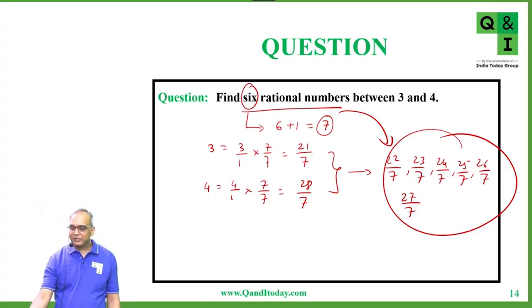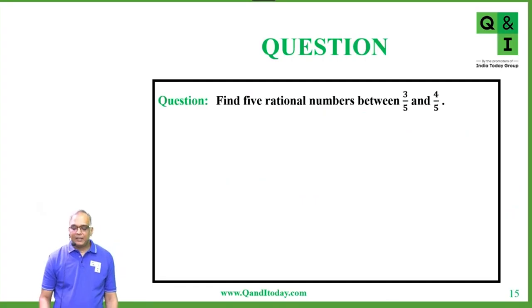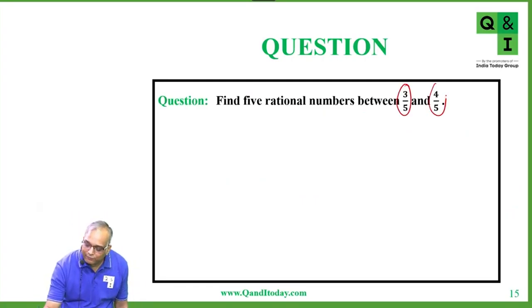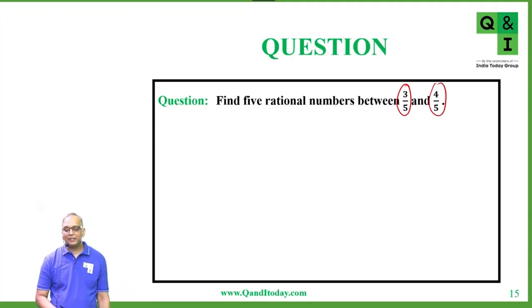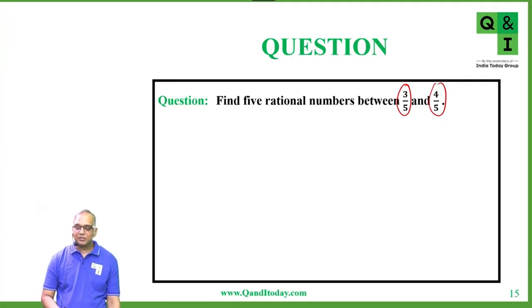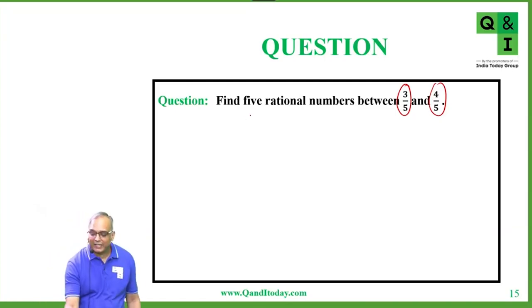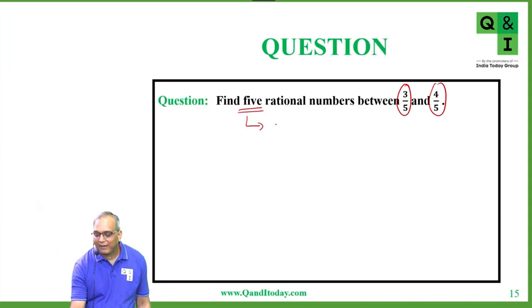So let's go ahead, students. Find 5 rational numbers between 3 by 5 and 4 by 5. Now please do it, and I'll give you 1 or 2 minutes to solve this. This is again like fractions because the denominator is the same, so we don't have to do much. We just have to multiply both numerator and denominator by one number more than this, that is 6.